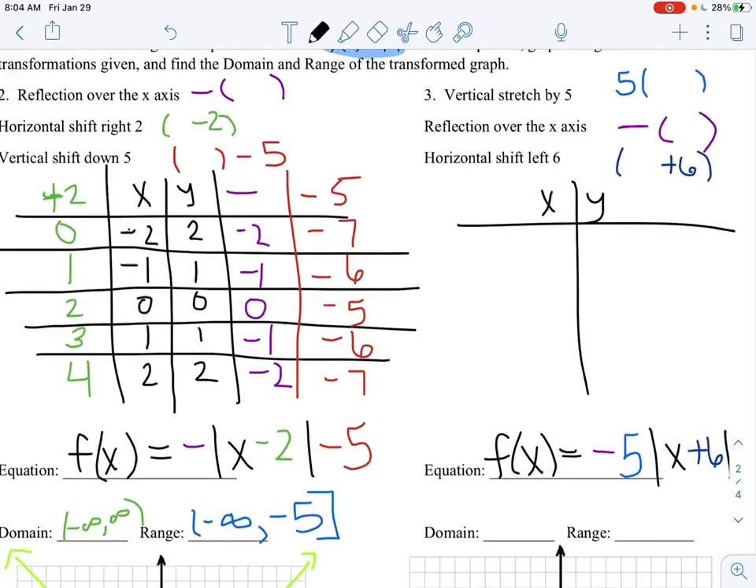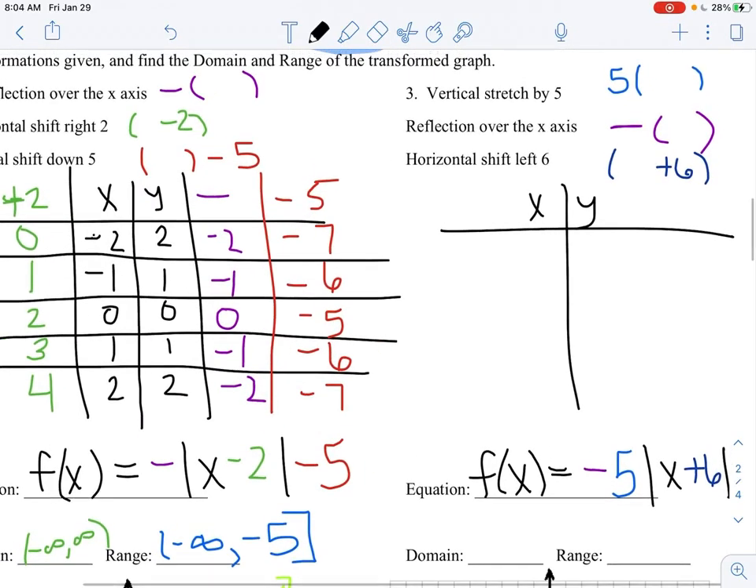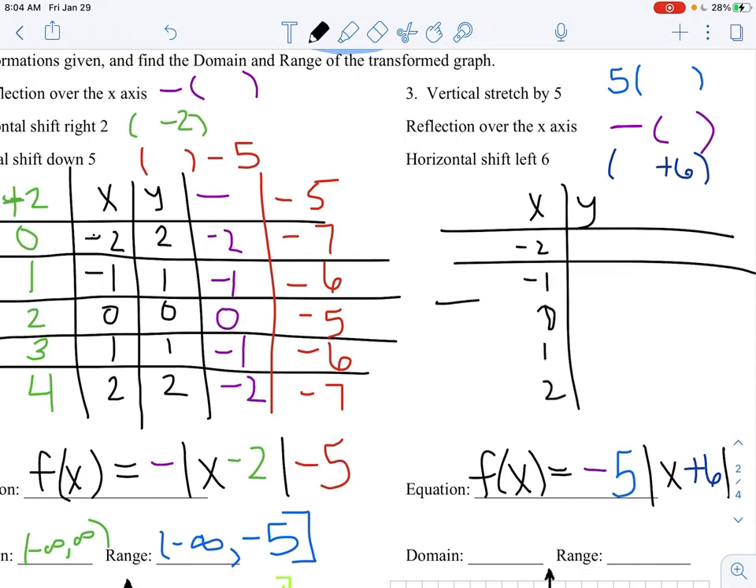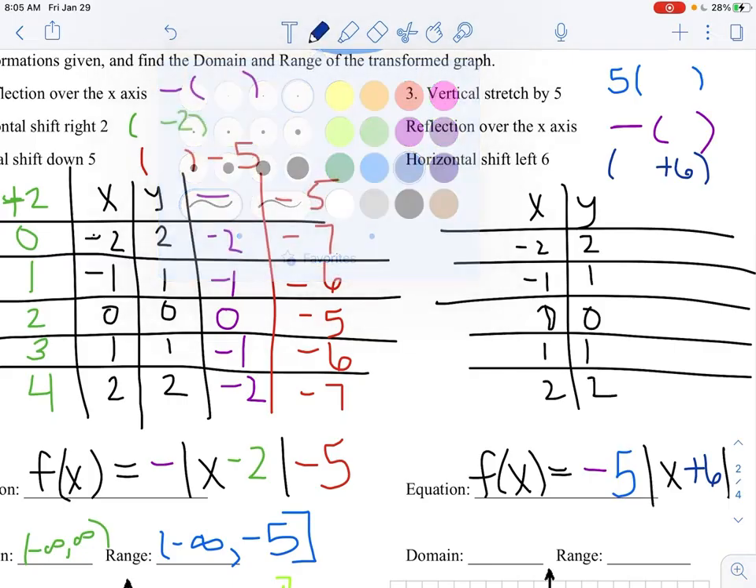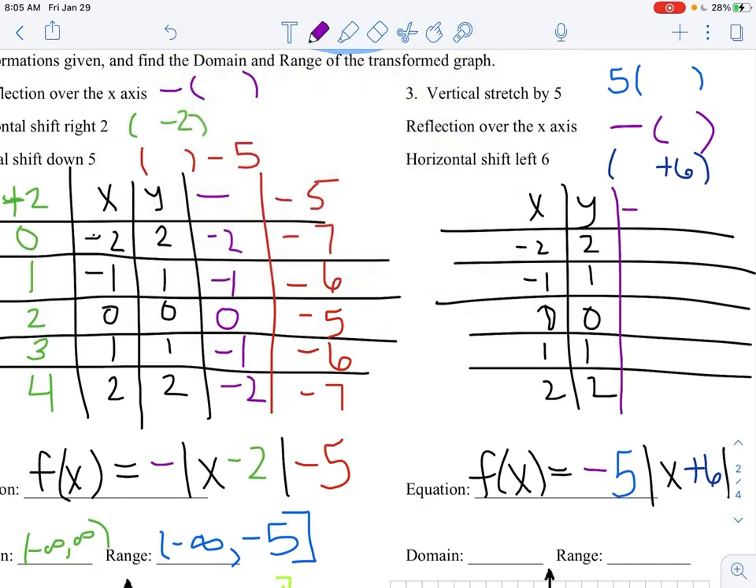X, Y, I'm going to make my table. So we got -2, -1, 0, 1, 2. So I have positive, positive, positive, positive, positive. Okay. So I have my reflection, which is purple. It's on my outside, so it deals with my y. So it makes all of these values negative.